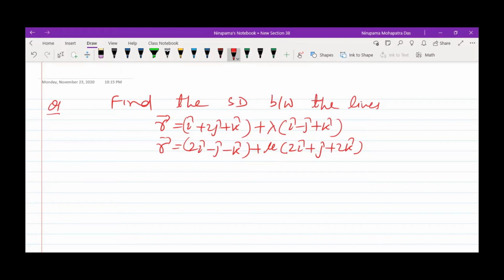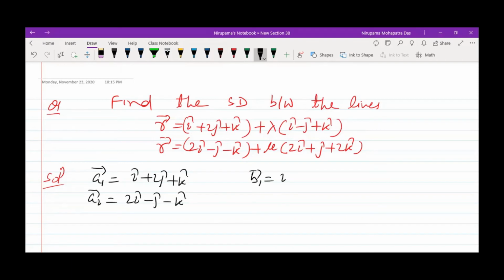So first step, what I have told you earlier, we have to identify. Let us identify a1, b1 and a2, b2. a1 equal to i plus 2j plus k. a2 vector is 2i minus j minus k. Now b1 vector is i minus j plus k. b2 vector is 2i plus j plus 2k. Okay, step 1 is over.